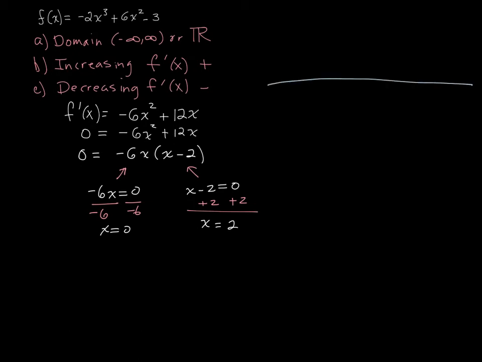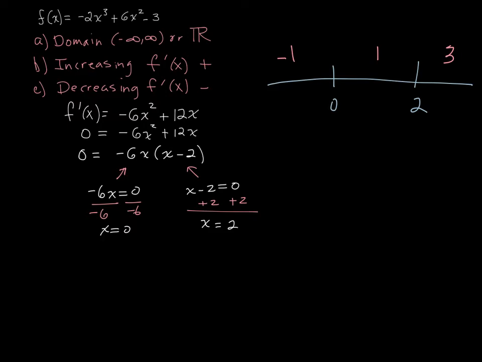So let's do that over here. I have 0 and 2. And remember, here I want to pick values that are to the left, like negative 1, in between, like 1, and then 3. And I'm not restricted with any values, because we just said the domain is all real numbers.